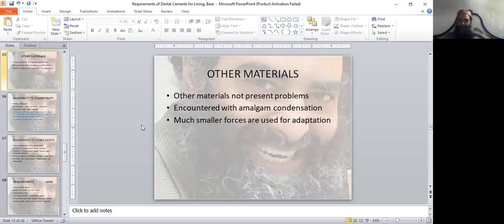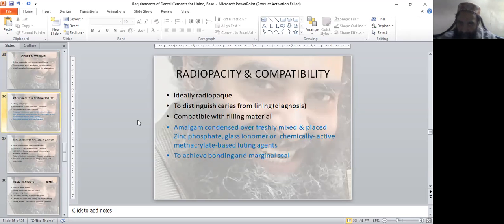Now, other materials are not much problematic, which are encountered with amalgam condensation. All the examples which we have seen are of amalgam condensation. Other materials do not need much condensation or other things, and much smaller forces are needed for their adaptation, especially for other materials.